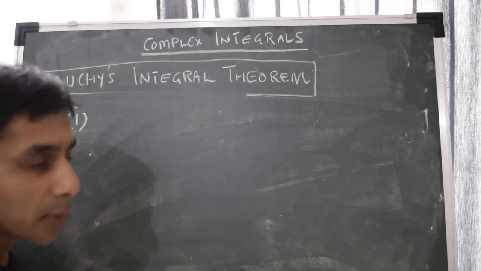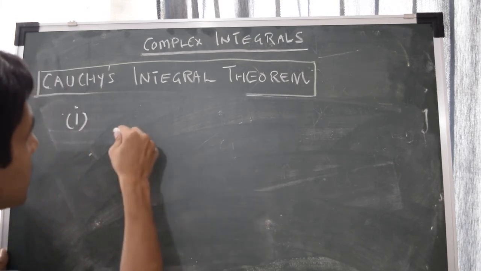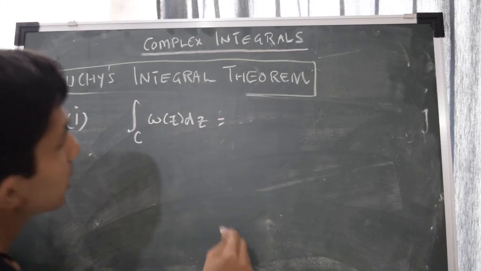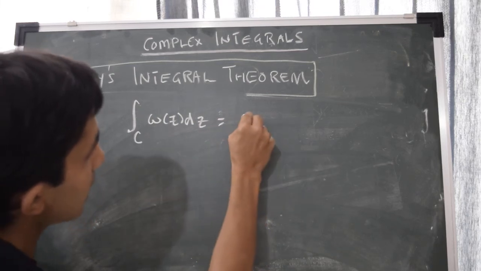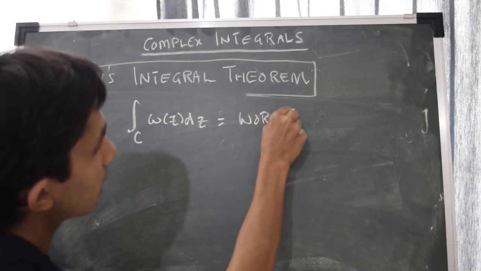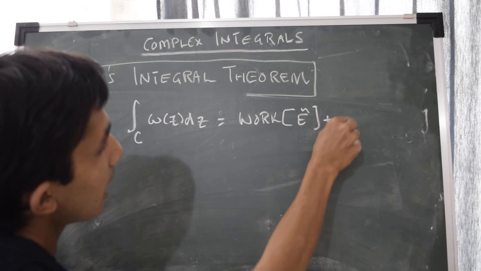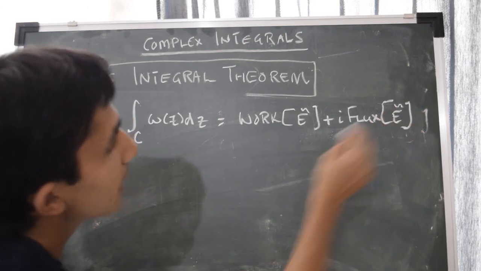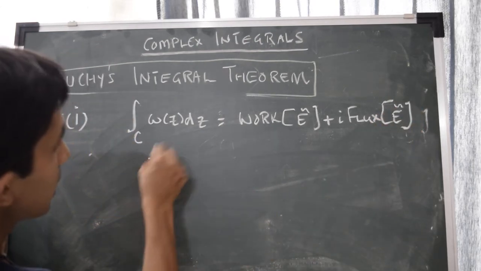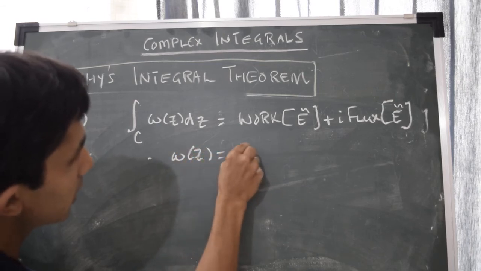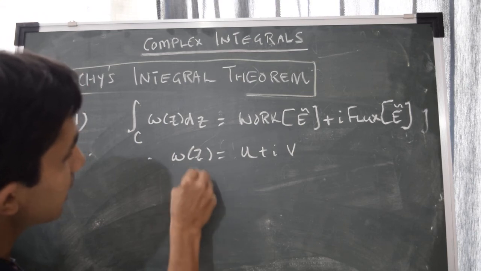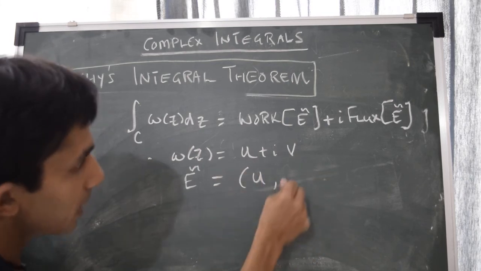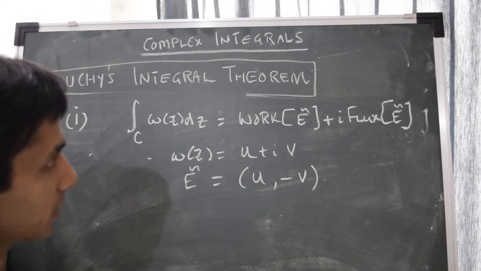As a first step, again I'll put a link to the previous video where we talked about this. Let's consider the integral of a complex function w(z) dz. We've already talked about how this integral can be written as the work done by a dual vector field E tilde plus i times the flux of this dual vector field E tilde. And here, by E tilde we mean, let's say w(z) is the complex function with real part u plus imaginary part v, then E tilde is a vector field which has its x component as u and its y component as minus v. And again, I put a link to the video where we talked about this part.